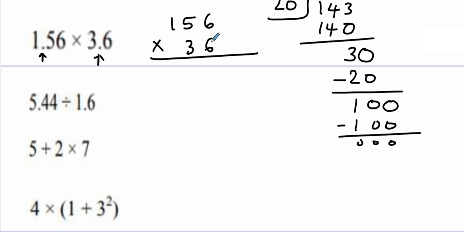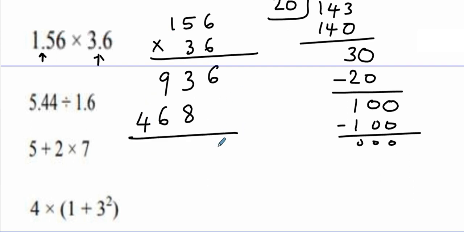6 times 6 is 36. 6 times 5 is 30 plus 3, so that will be 33. 6 times 1 is 6, add 3, that is 9. 3 times 6, that is 18. Carry 1. 3 times 5 is 15, plus 1, that will be 16. Carry 1. 3 times 1, that will be 3. Add 1, that will be 4. Okay, add that. You have 6. You have 11. Here I'm adding 6, 11, 15, 16.